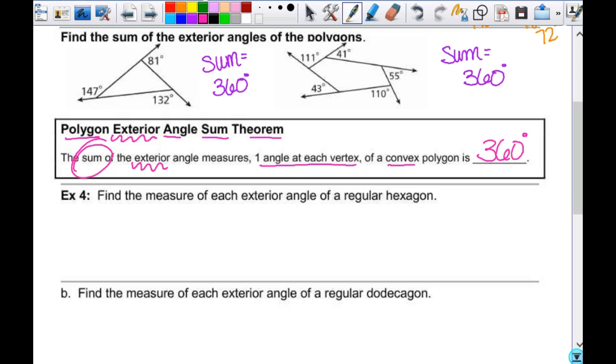Okay. All right. So let's look at this question here. It says find the measure of each. Okay, you still have to read these carefully because these questions look a lot like the ones that were on that other page. Yes, sir.